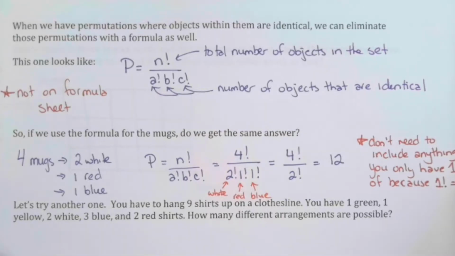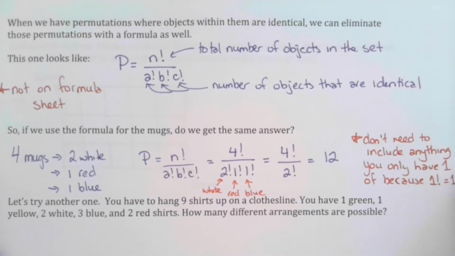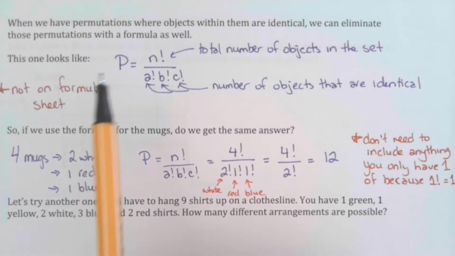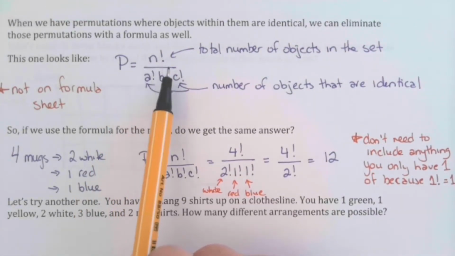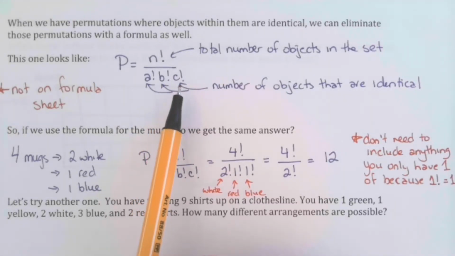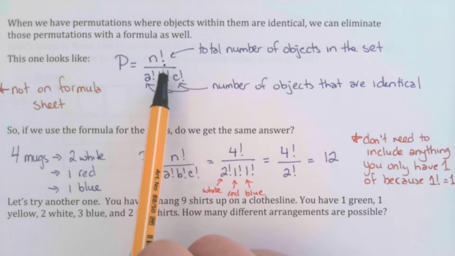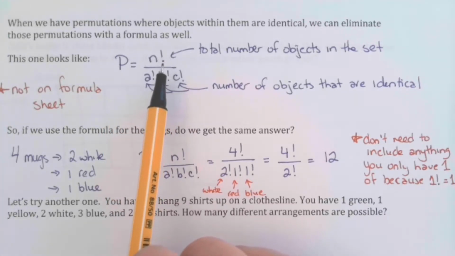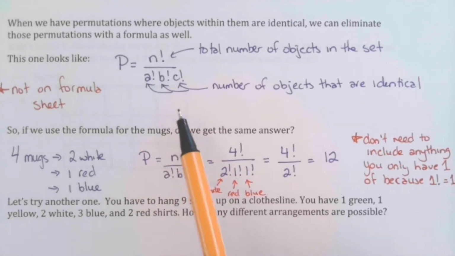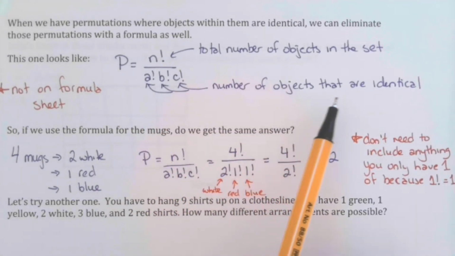Okay, so we don't always have to draw out all of those possibilities like we did on that first page. There's a formula that we can use to solve these problems, and this is it. The number of permutations possible is equal to n factorial over a factorial times b factorial times c factorial. So the number of permutations equals the total number of objects in the set as n factorial on top. And then on the bottom, you're putting the number of objects that are identical.